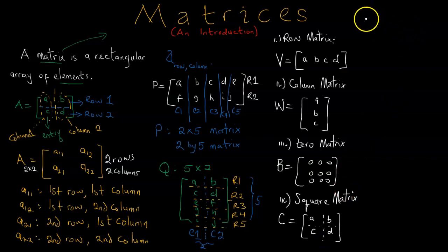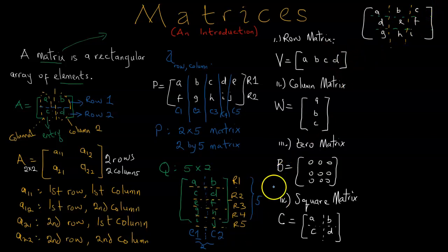Also, this matrix A, B, C, D, E, F, G, H, I is also a square matrix because, as we can see, we've got 3 rows: the first row, second row, and third row. And we've also got 3 columns: the first column, the second one, and the third one.